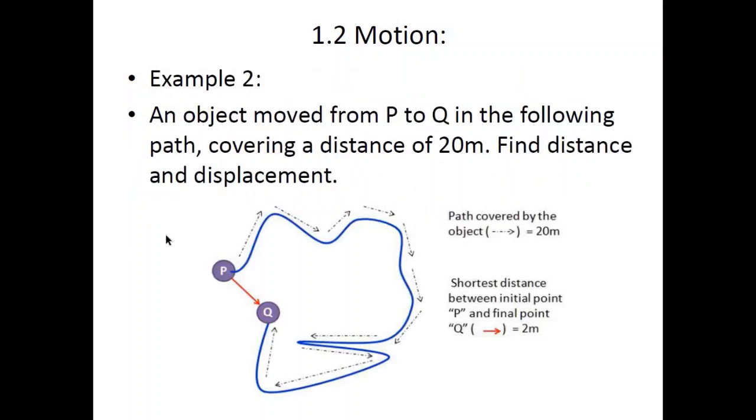An object moved from P to Q in the following path, covering a distance of 20 meters. Find distance and displacement from P to Q. It is given that the distance took 20 meters. So our distance is given right in the question, that the guy traveled a total of 20 meters from P till Q, whereas the displacement would be the straight line between P and Q, which is given as 2 meters. The difference between the position of P and Q, that would be 2 meters only.